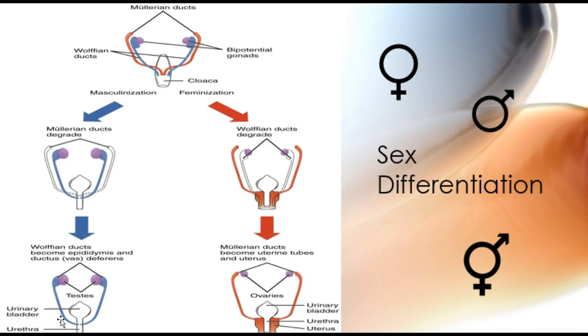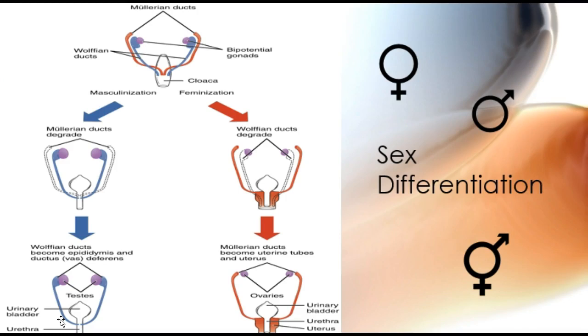So we're all female, and we all contain what's called the Mullerian ducts and the Wolffian ducts, okay? And then you have these gonadal streaks or bipotential gonads. And then you have the cloaca, okay? The cloaca is eventually going to turn into the bladder, urethra. We'll talk a little bit about what causes the masculinization in a minute.